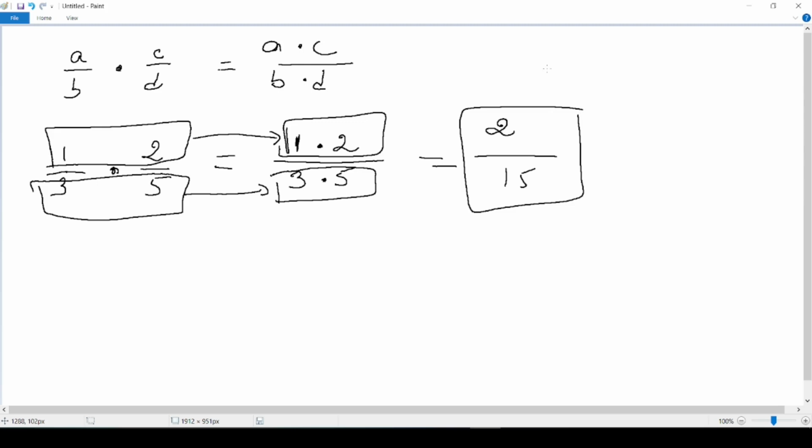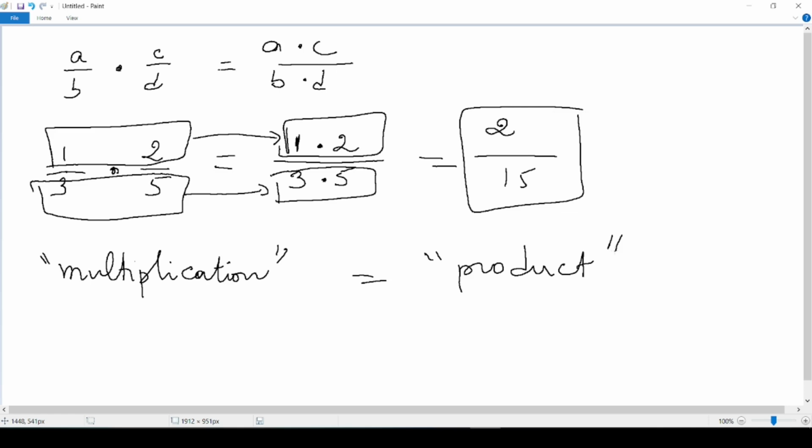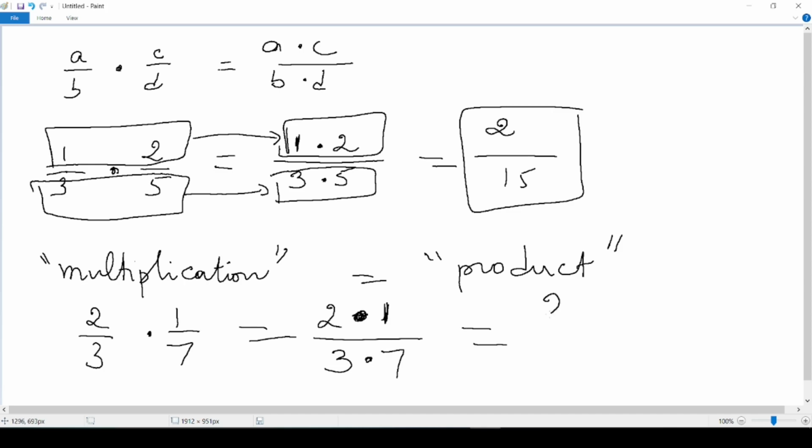Sometimes, instead of using the word multiplication, the word product can be used instead. So we can say, for example, find the product of 2/3 and 1/7. And that will be the same as doing 2 times 1, the numerators multiply themselves, and the denominators also. So 3 times 7, and we will have 2 over 21, right?